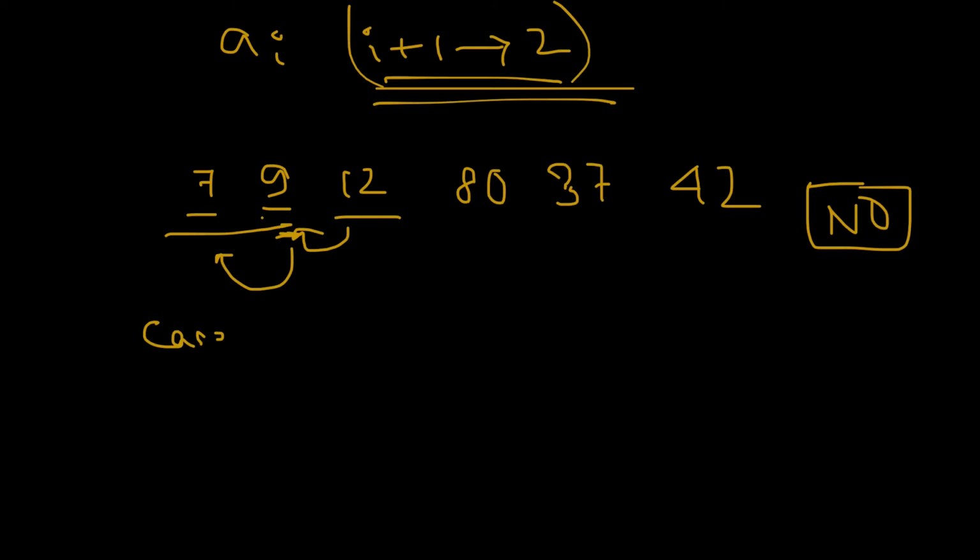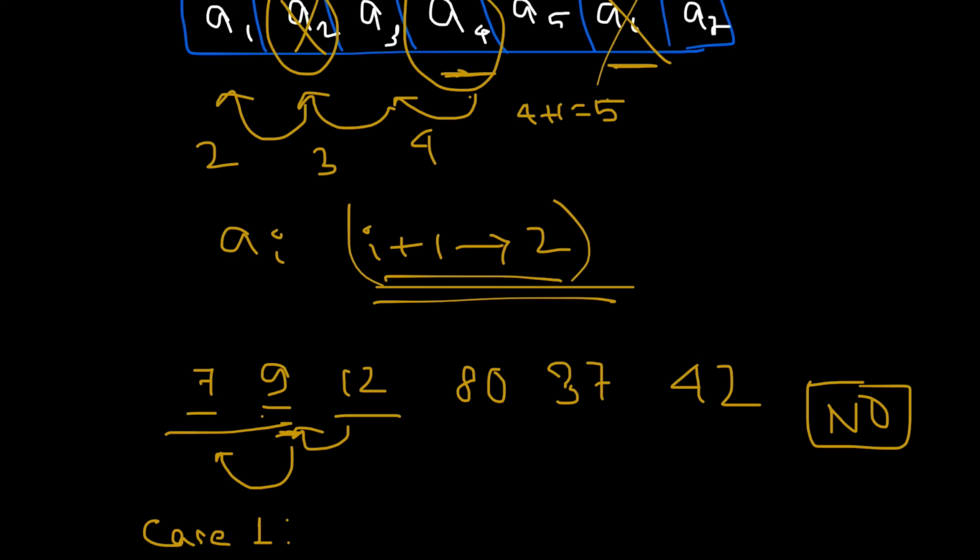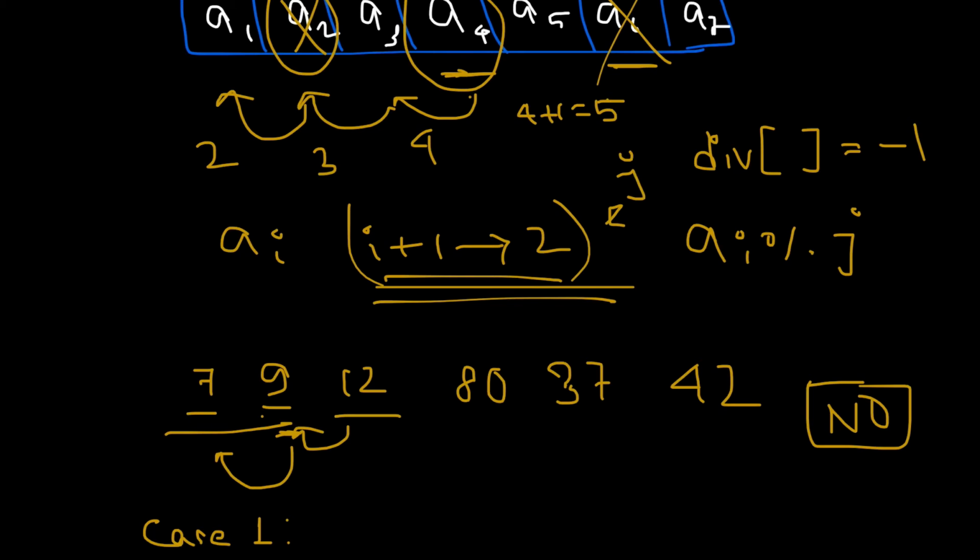Our case one is, we'll first of all check for every number. We'll try to find from i plus 1 down to 2 whether any number doesn't divide it or not. If I see that all the numbers divide it, how can I say that all the numbers divide it? Let's say I have declared another array, let's say div, and I have initialized it with minus 1. Now I will check whether A[i] is divisible by, let's say, j.